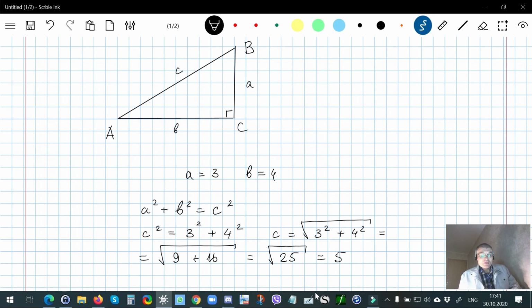But in the end, we'll learn some tricks. Well, not tricks exactly, but some useful technique to avoid those calculations. So we'll come to that a little bit later.